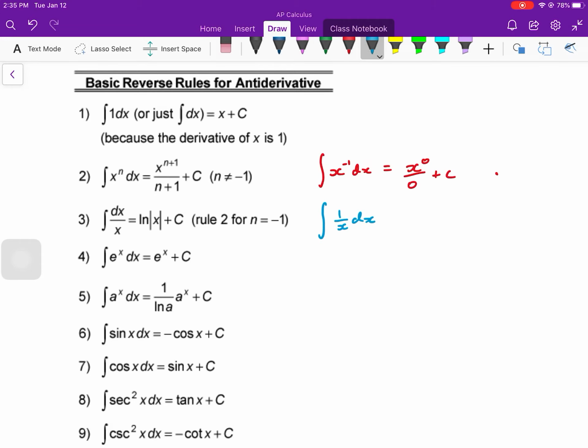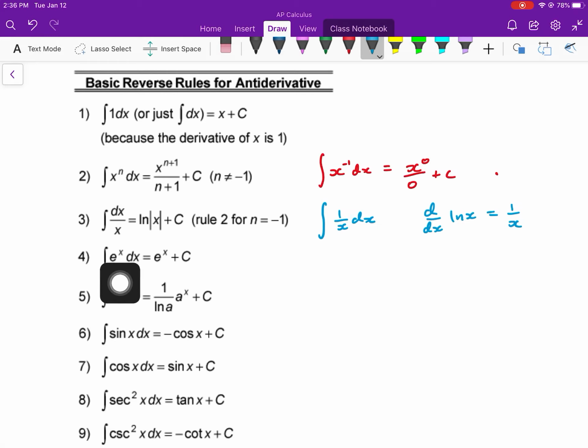Now remember, this is an antiderivative. What was the derivative of natural log of x? Derivative of natural log of x was 1 over x, right? So the antiderivative of 1 over x is going to be natural log of x. Now they do put that absolute value sign there because x can't be negative. But just a little notational thing there. But just remember, derivative of natural log of x is 1 over x. So the antiderivative of 1 over x is going to be natural log of x. So they kind of switch that around.